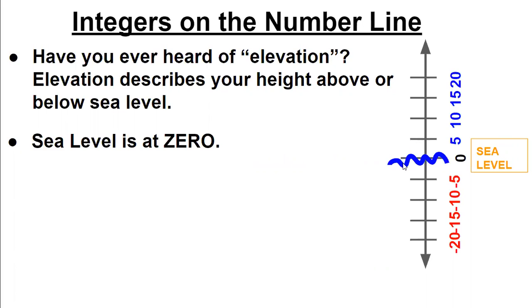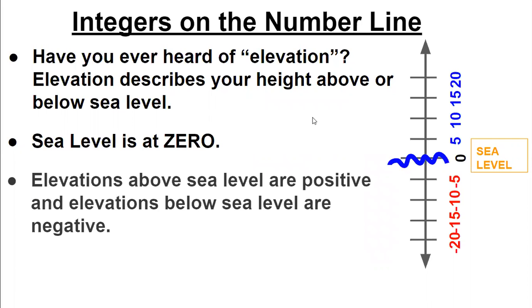Wisconsin is pretty close to sea level, whereas Colorado with the big mountains is very far from sea level, right? Because they have very high mountains. So elevation is how high off the ground you are from the sea. Elevations above sea level are positive, and elevations below sea level are negative.